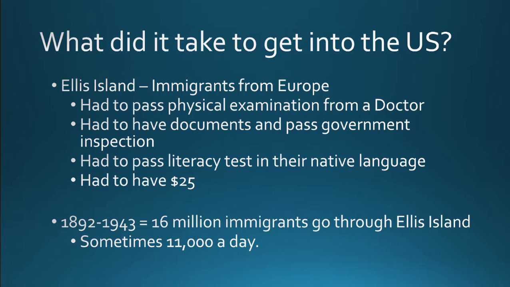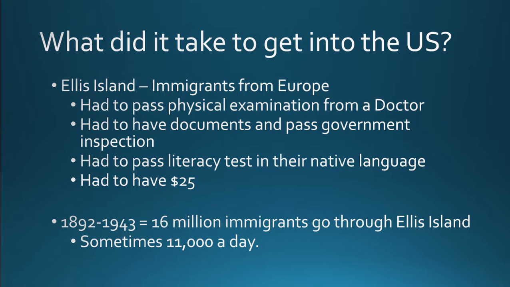They also had to pass a literacy test in their own native language. Okay, so we weren't going to let in mentally retarded people. And finally, they had to have $25, which in the 1910s was a chunk of change. A lot of immigrants didn't have $25.